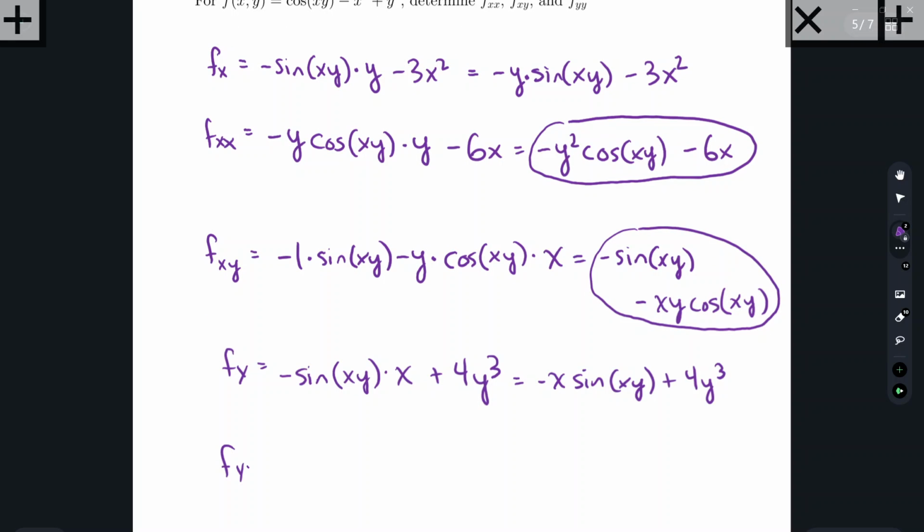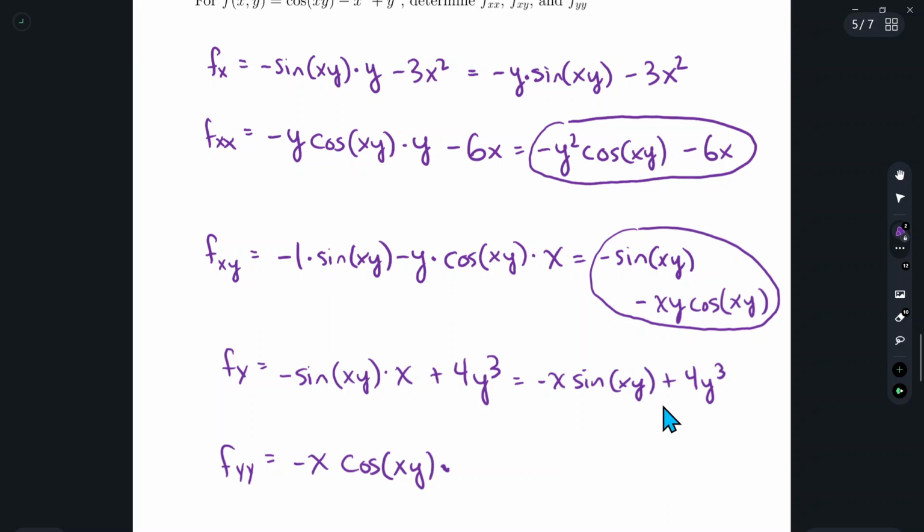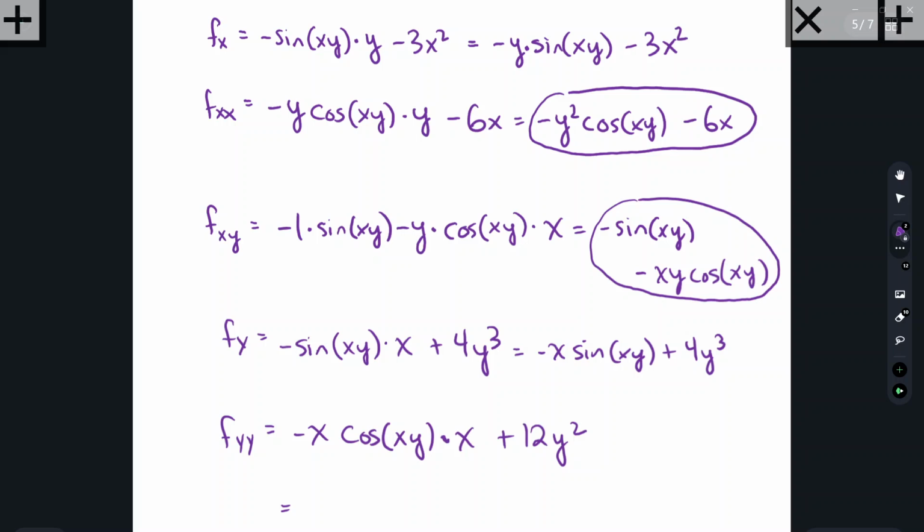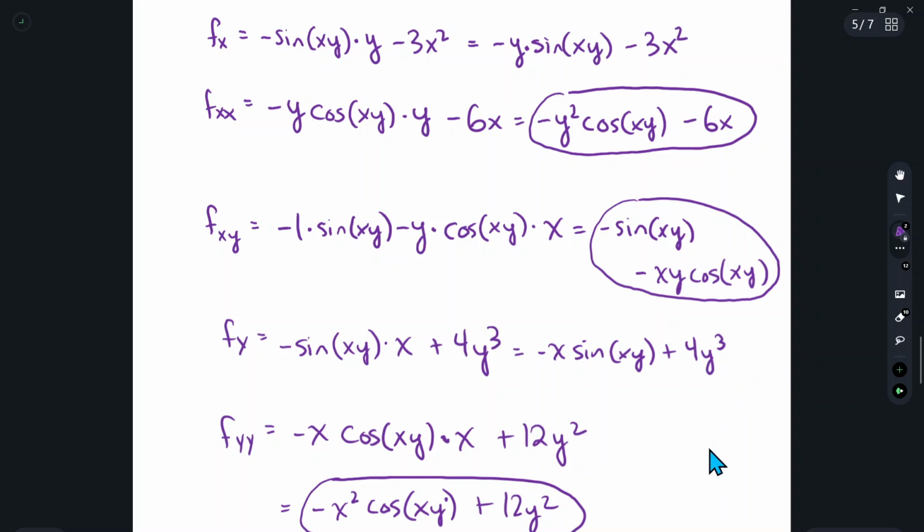Okay, so now I can take the second partial with respect to y. So I'm looking at this thing and taking the partial with respect to y. X is a constant, so it doesn't affect the minus x. This part needs the chain rule. So derivative of sine is cosine. Inside stays the same times the derivative of the inside. X is the constant coefficient, so that comes out. And then the derivative of this with respect to y is plus 12y squared. Okay, so x times x is just x squared, so you get minus x squared cosine xy plus 12y squared. Okay, so this is example 4.